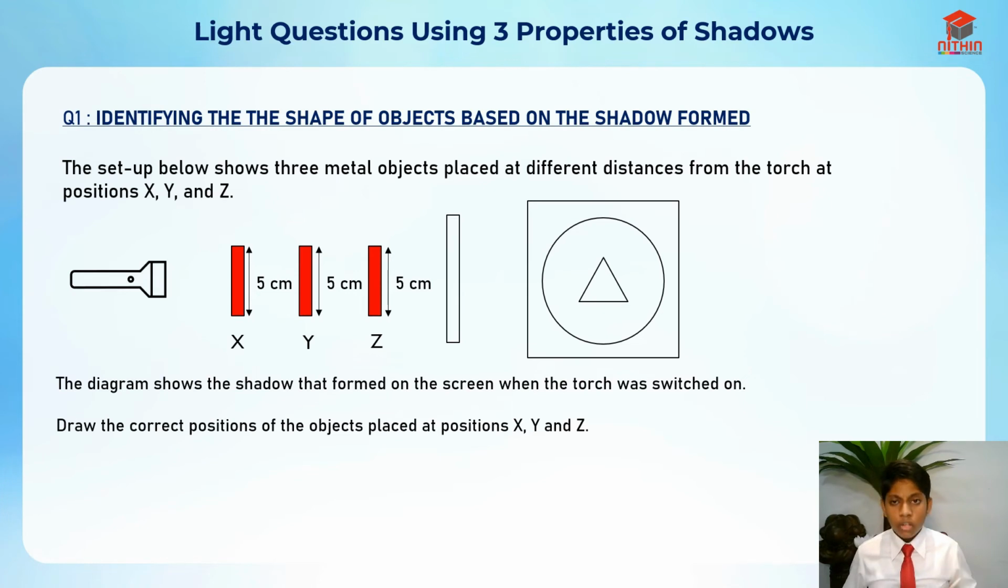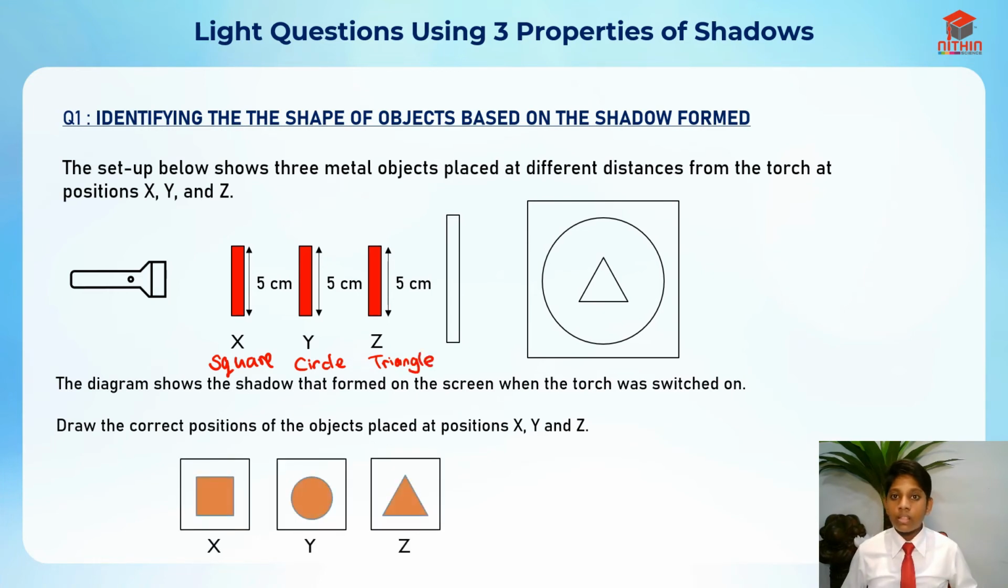Remember, for the shadow to become the biggest, you need to put the object at the front. So we can see that X is the square, and since the circle is the second largest, Y is the circle and Z is the smallest, which is the triangle. So this is the answer: square, circle, and triangle. You must draw it out. Now let's move on to the second question.